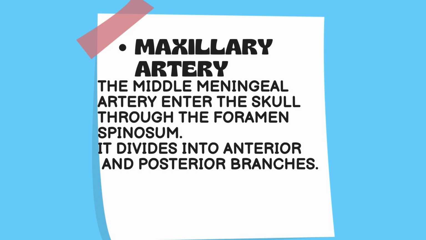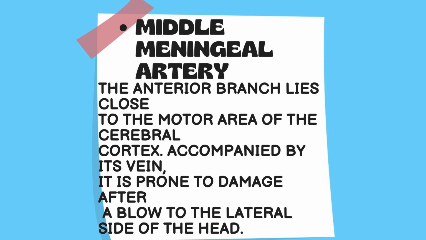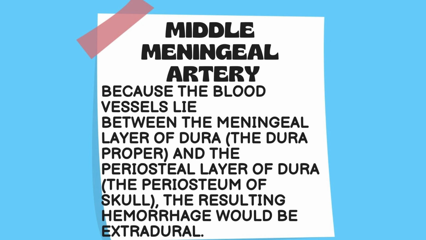The middle meningeal artery is a branch of the maxillary artery, and this artery enters the skull through the foramen spinosum, which is discussed in another video. It is also divided into anterior and posterior branches. The anterior branch is more important because it lies close to the motor area of the cerebral cortex, and it is accompanied by its vein. It is also prone to damage after a blow to the lateral side of the head, and this leads to extradural hemorrhage.